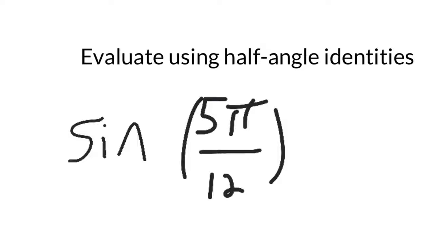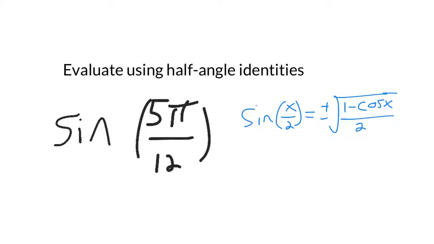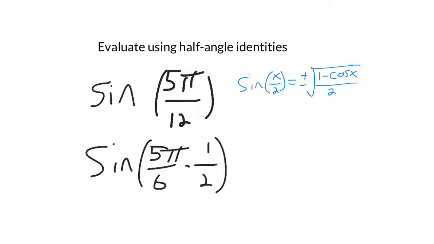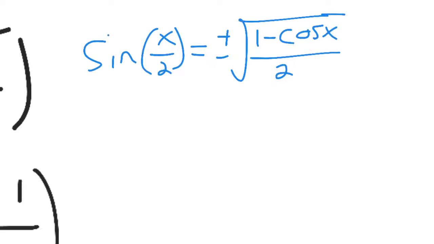So if you need to evaluate this using the half angle identities, we can use this one that refers to sine. But to make this happen, we need to put things in terms of x here. This is 5 pi over 12, which is the same thing as sine 5 pi over 6 times 1/2. And I did that because dividing by 2 is the same thing as multiplying by 1/2. And when you separate this, now it's clear to see what x is. X, in our case, is 5 pi over 6. So we'll be able to plug that into the formula to find out what sine is.